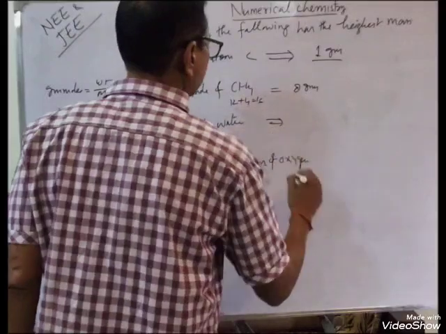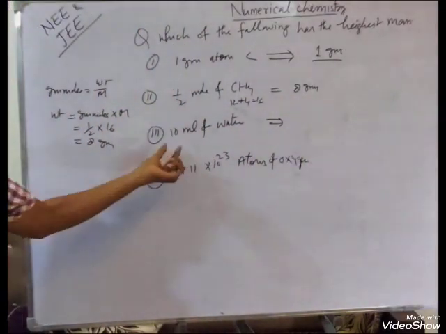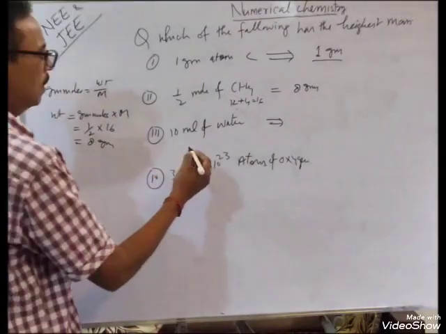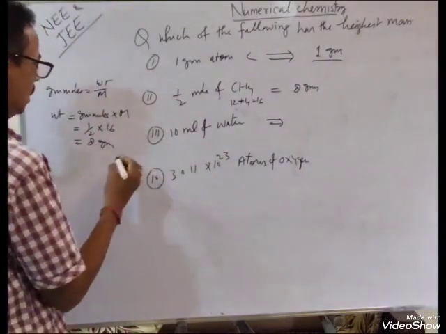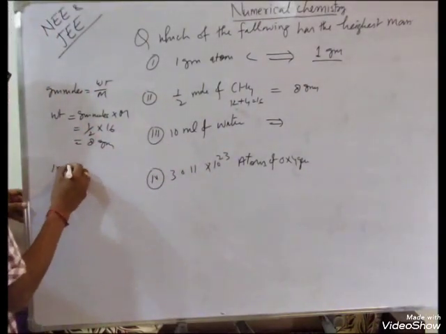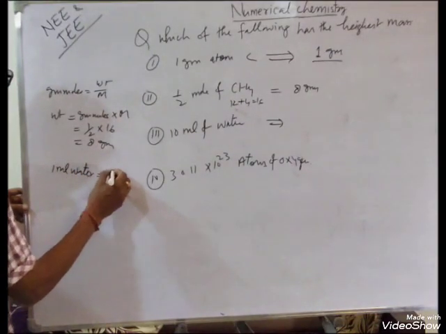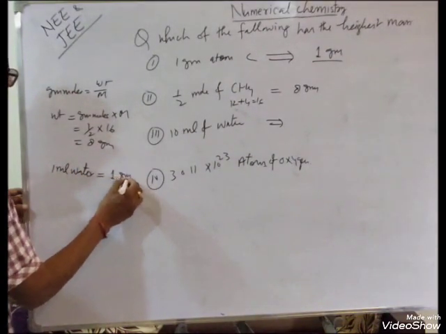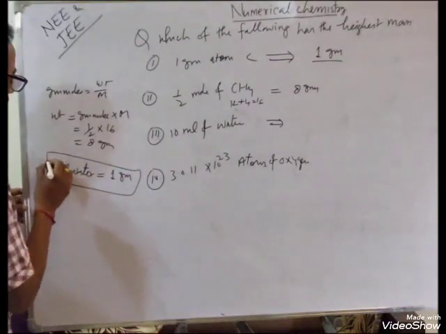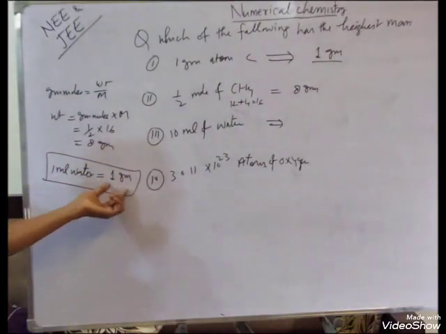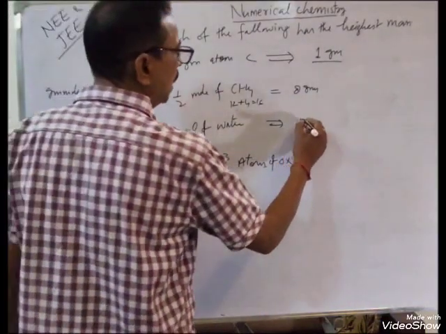The next, 10 ml of water. I think you know this question. 1 ml water weight is 1 gram. You remember it. 1 ml water 1 gram, 10 ml is 10 gram.